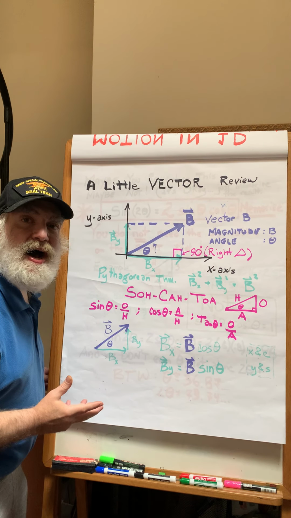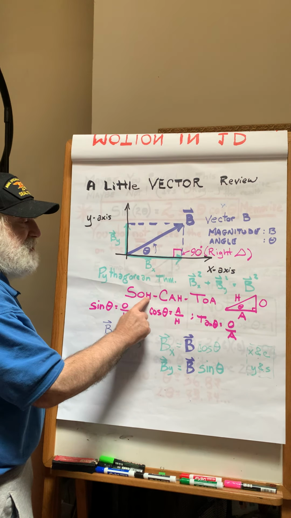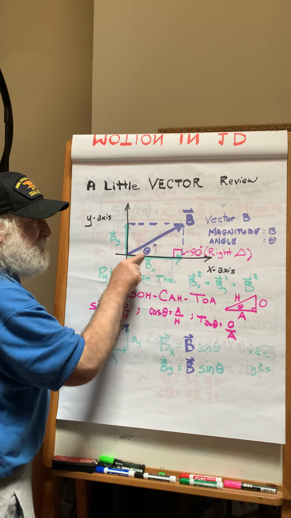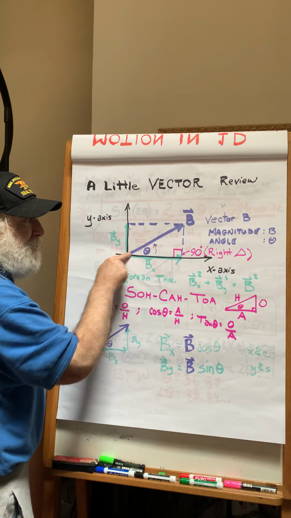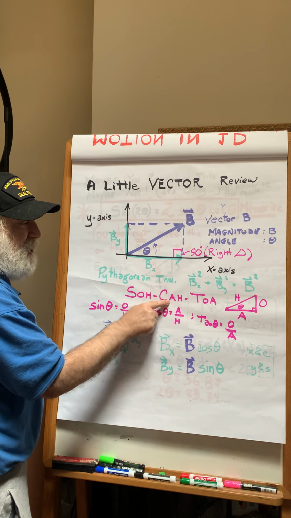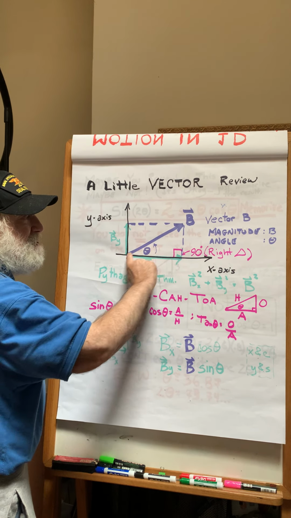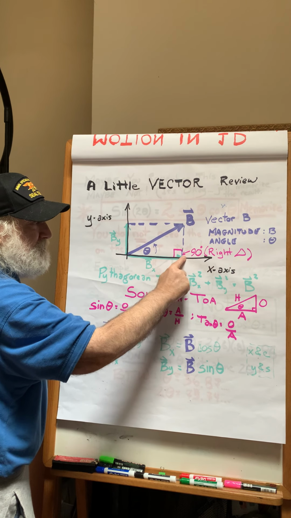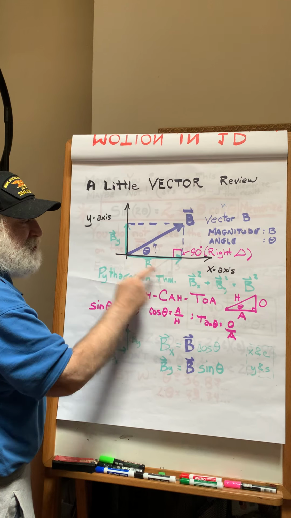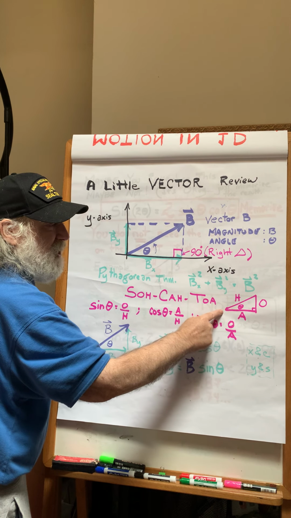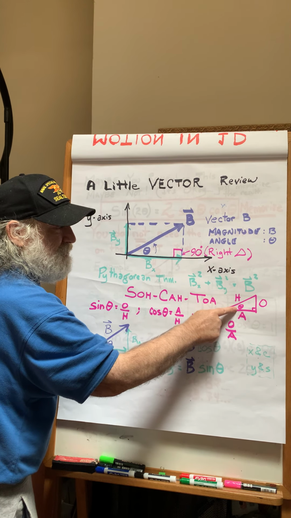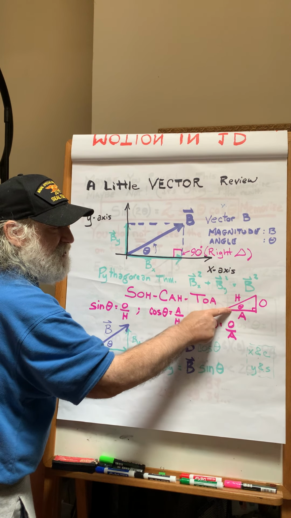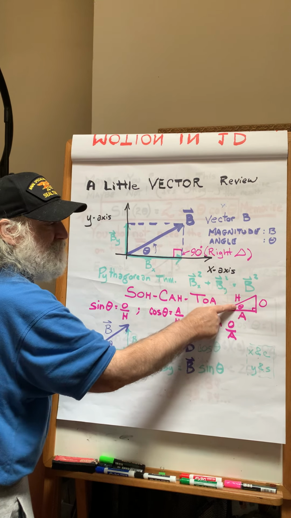So use the mnemonic that works for you, but the sine of an angle is the opposite side, the side opposite the angle, divided by the hypotenuse. The cosine is the adjacent side divided by the hypotenuse, and the tangent is the opposite side divided by the adjacent side. And so your right triangle has the hypotenuse. Theta is between the hypotenuse and the adjacent side, and the opposite side is away from theta.